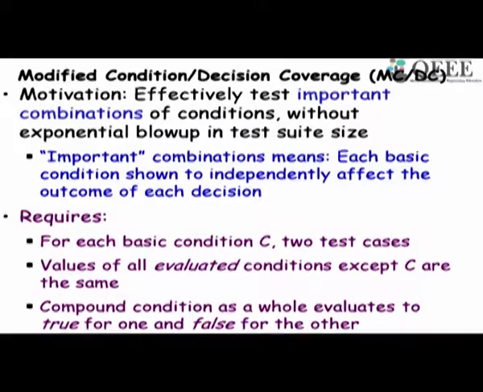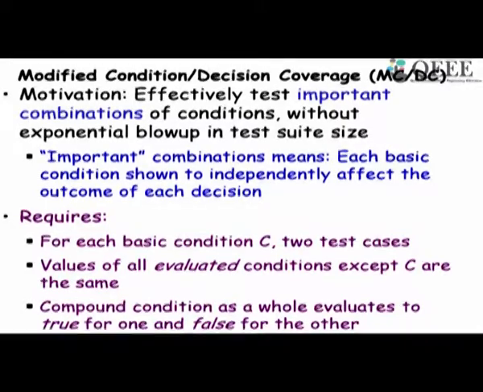In multiple condition coverage, it becomes exponential in the number of conditions, 2 to the power n, or if each component condition can take 3 values, then it will be 3 to the power n. But here it will be 2 into n or something like that. So it becomes linear compared to exponential in multiple condition coverage.